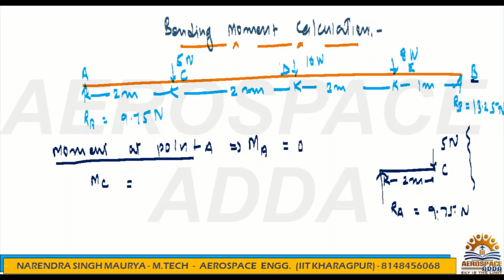So what will be the moment? 9.75, that is 9.75 force. And this will be clockwise. See the sense of this RA. This RA will give the clockwise moment like this. One circle will be formed and that will be clockwise. Okay, you can see in this way.